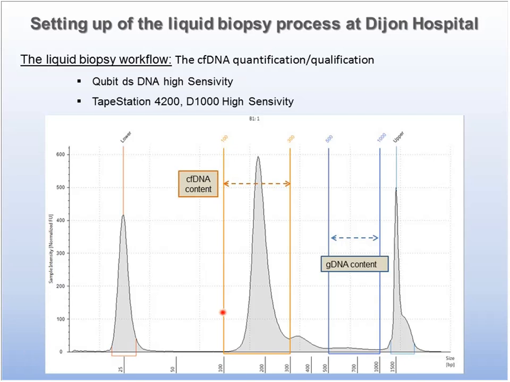Most of the content of cell-free DNA is above 100 base pair and up to 300 base pair. We also look at the gDNA contaminant by looking at fragments that are above 500 base pair. And when there are too many long fragments, we can conclude sometimes that there is a contamination. So it's particularly useful to evaluate if the sample is interpretable.